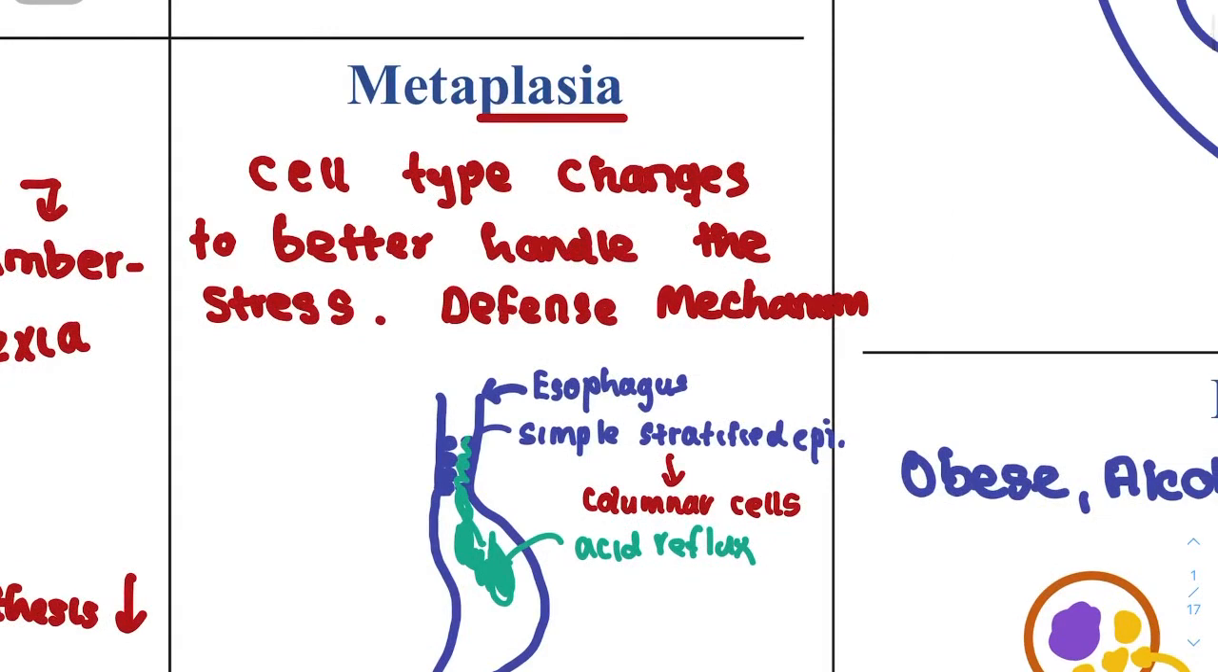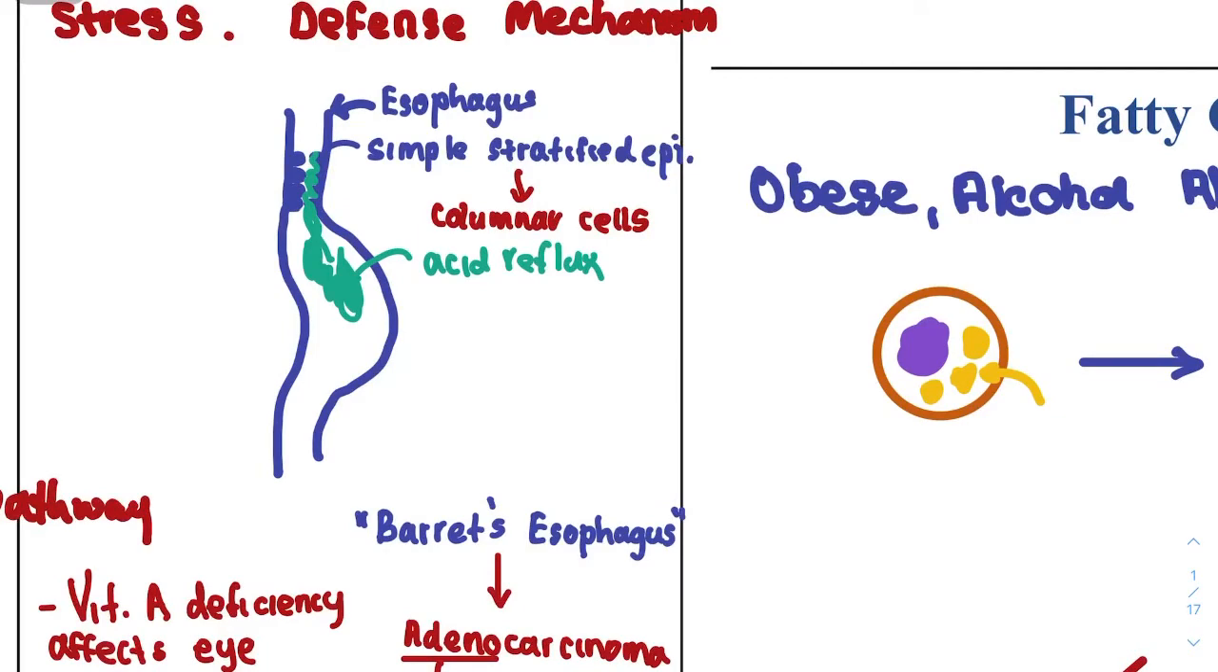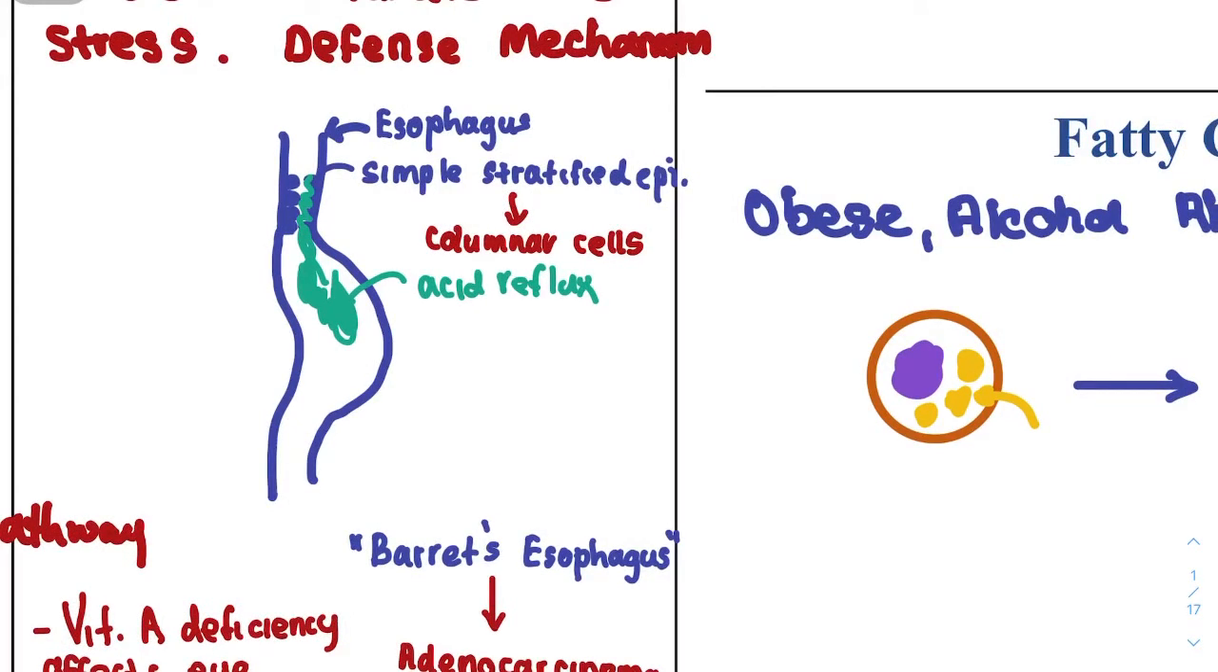The last change is metaplasia. In this, the cell type changes to better handle the stress. This is best seen in the esophagus, in a condition called Barrett's esophagus. In this, the esophagus is lined by stratified squamous epithelia. But due to conditions where there is acid reflux, the acid touches these stratified epithelial cells, which can't handle the stress. So they will be replaced by columnar cells, which can handle this.